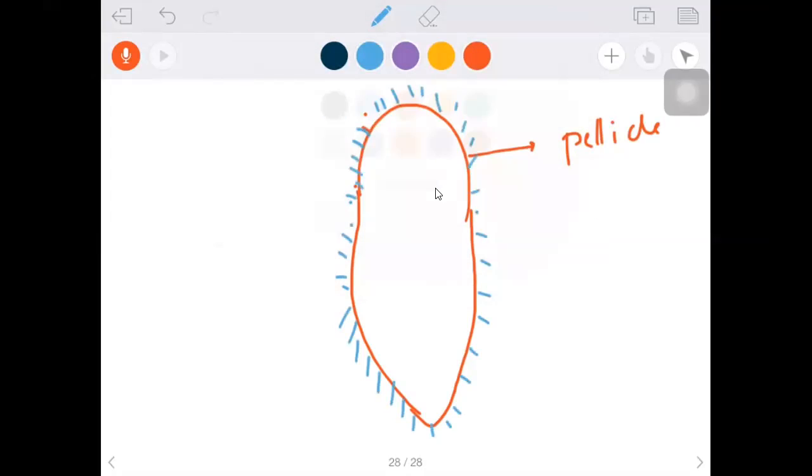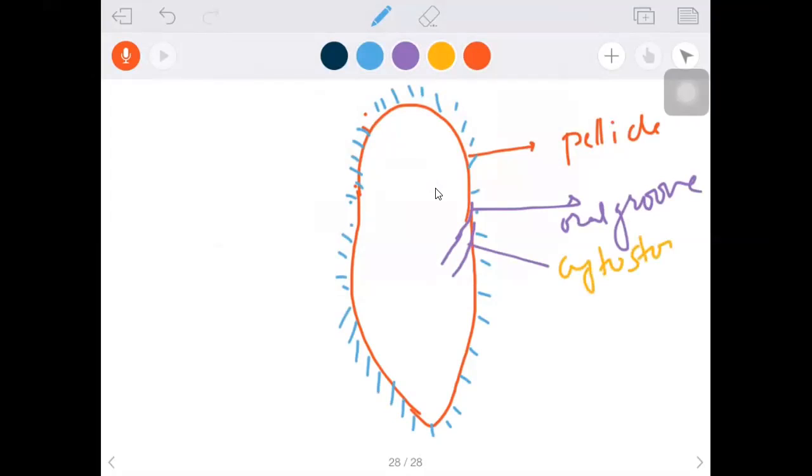And see this area. This is called the oral groove. The oral groove opens into the cytostome. Let me write all the things for you. Oral groove, and the oral groove opens into the cytostome. That cytostome. Then cytopharynx. You can see the cytopharynx there. That opens into the reservoir. The reservoir doesn't matter for us.